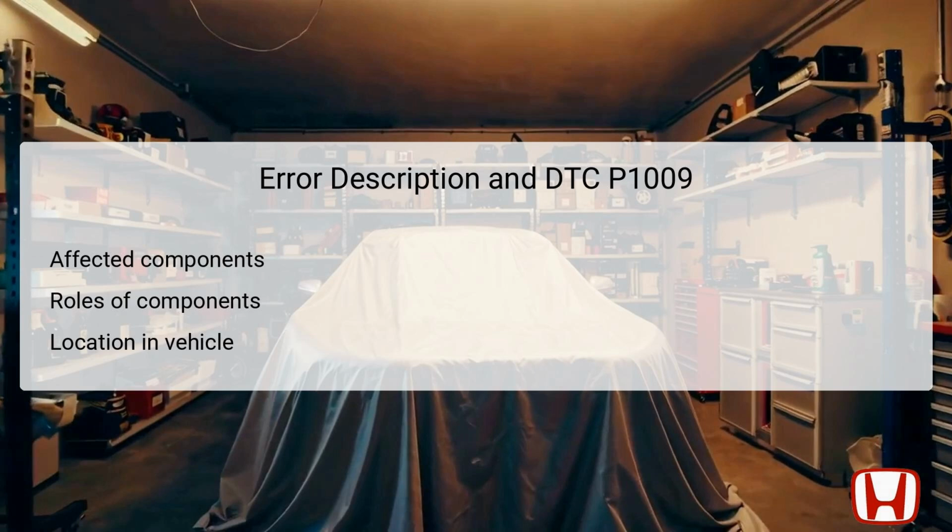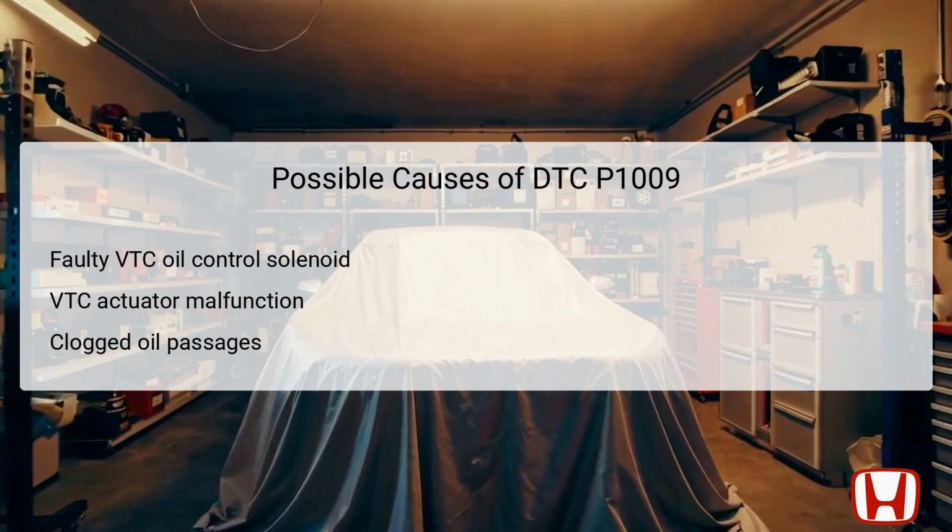The importance of each component lies in their interaction. If the solenoid fails, oil cannot reach the actuator, leading to timing issues. It's significant to understand that malfunction in this system can lead to poor engine performance, reduced fuel efficiency, and increased emissions. There are several possible causes for DTC P1009 that are essential for diagnostic consideration.